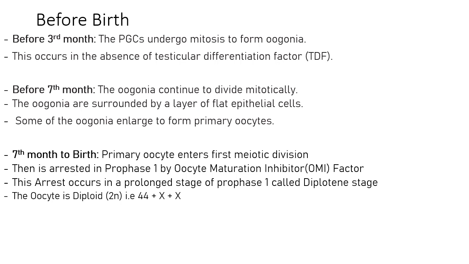So this factor is the one that arrests the process of meiotic division. Instead of proceeding, it is arrested in prophase 1, and specifically the stage of prophase which is arrested is the diplotene stage. Then the oocyte that has been arrested here is diploid in chromosome number, meaning that it contains 44 somatic chromosomes and the XX sex chromosomes.